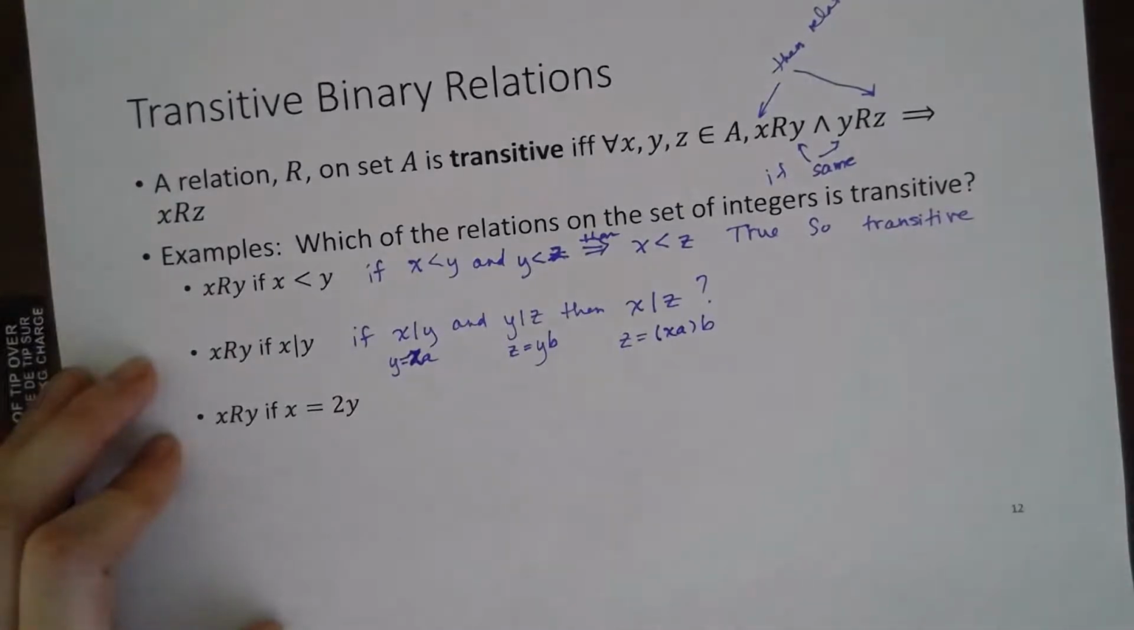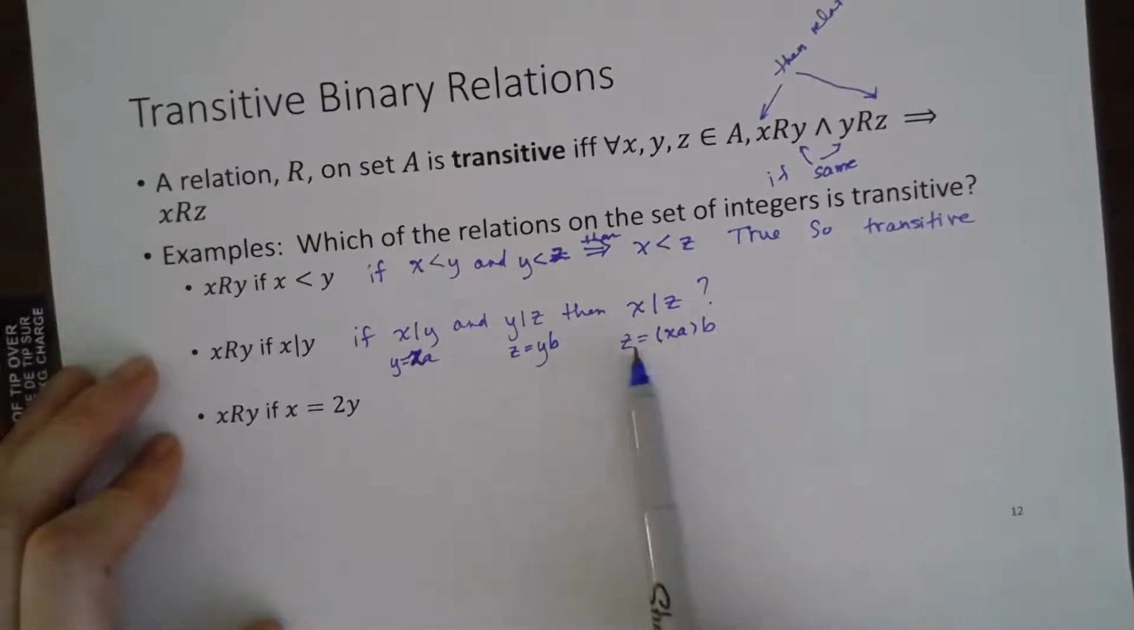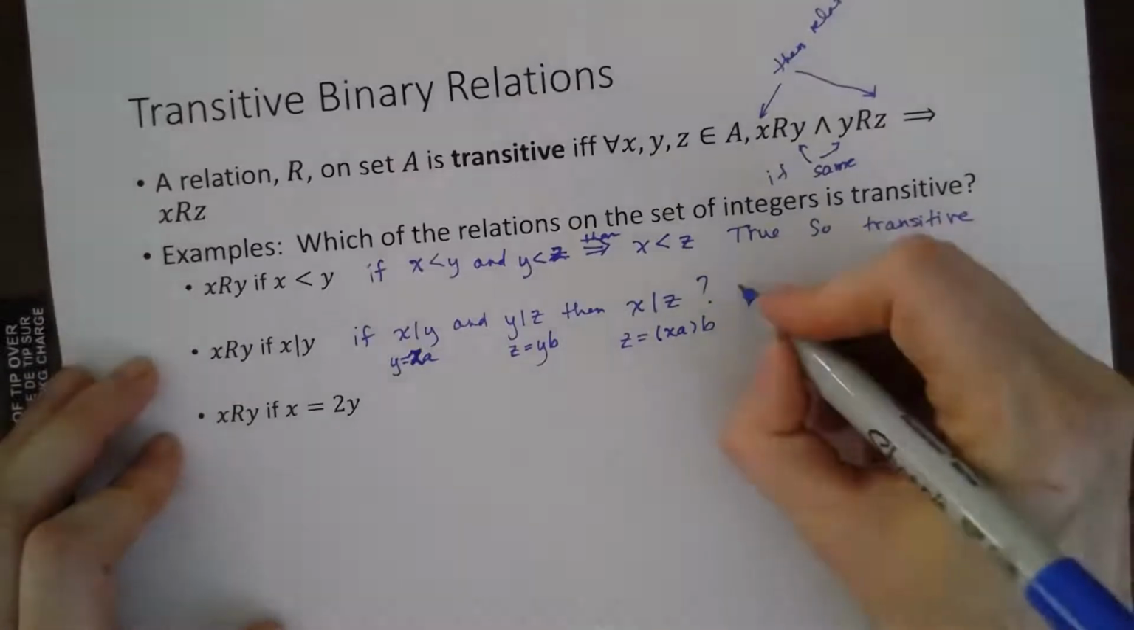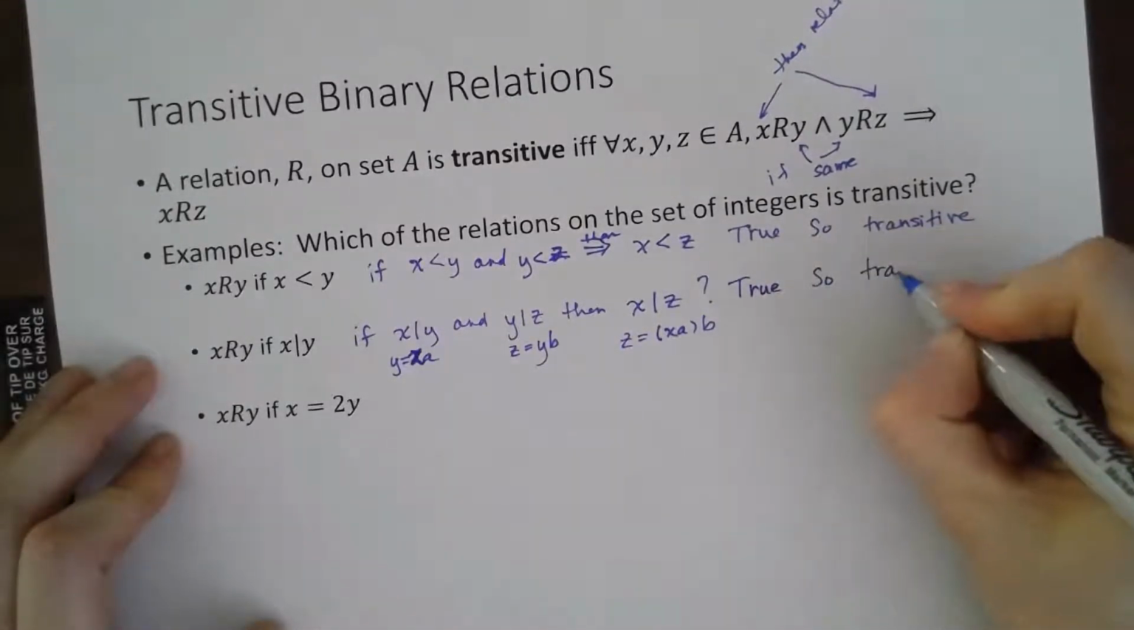So would it be true that x divides z, that z is divisible by x? Yeah, it has to be, right? So I could take x and multiply it by ab and get z. So this always has to be true. So this one is also transitive.